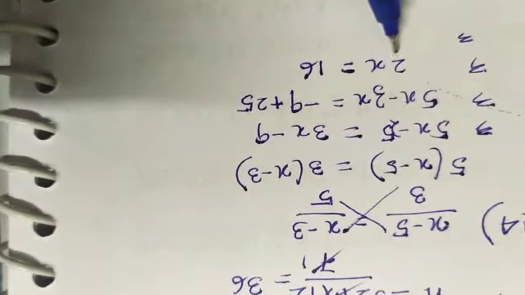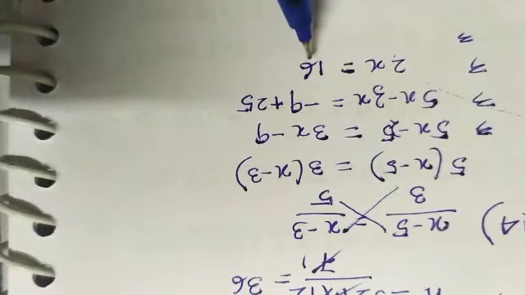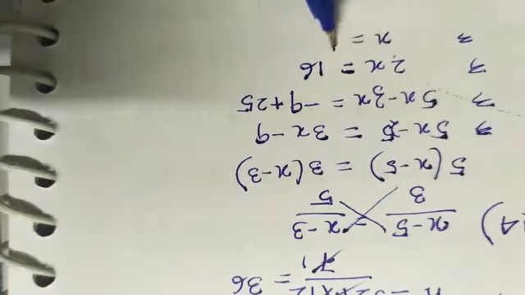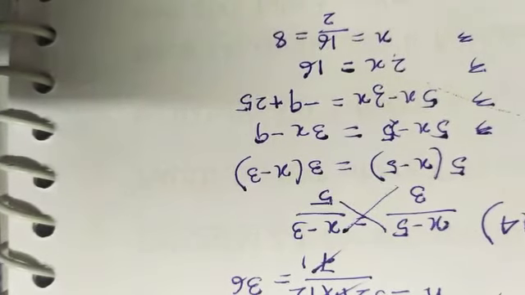Now again the same thing. When 2 is multiplied here, when it goes to that side, it becomes divide. x equals 16 by 2, that is, we are getting 8.